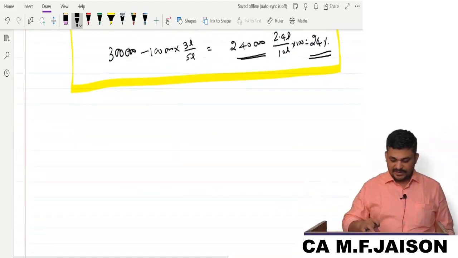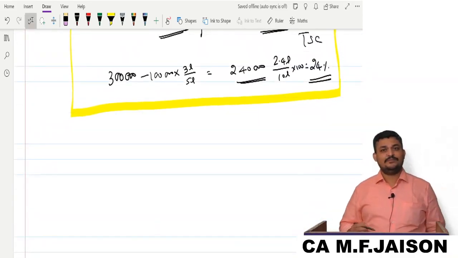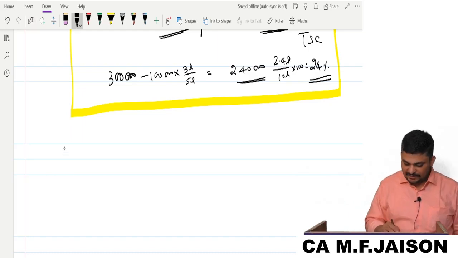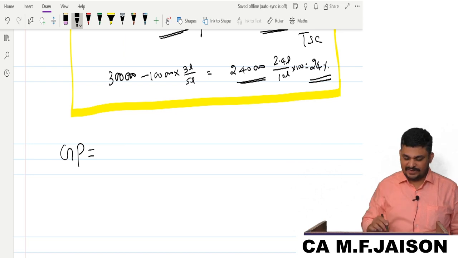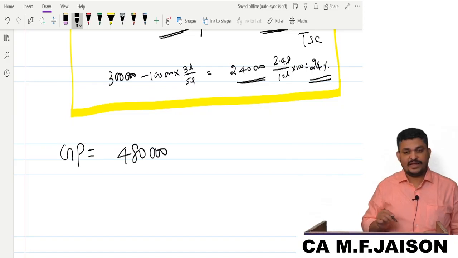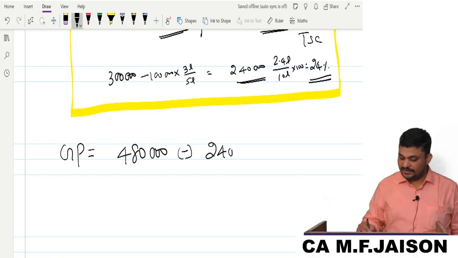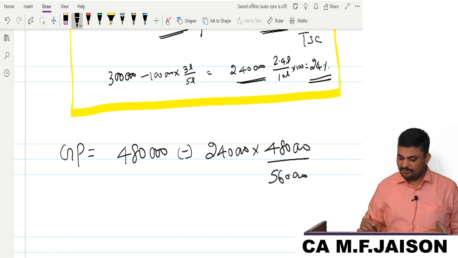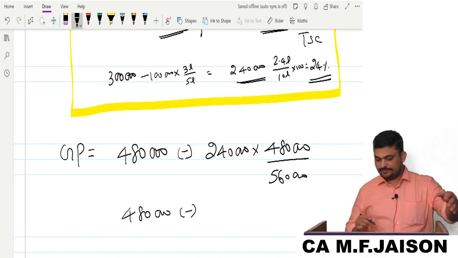So proceeding further, now case B answer. Case B answer is gross profit is equal to insured standing charges. Already we have taken. What is that? 4 lakh. Insured standing charges 4,80,000. 4,80,000 minus net loss given in the question is 2,40,000 into 4,80,000 divided by 5,60,000.